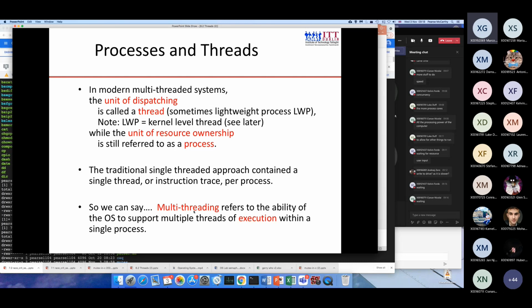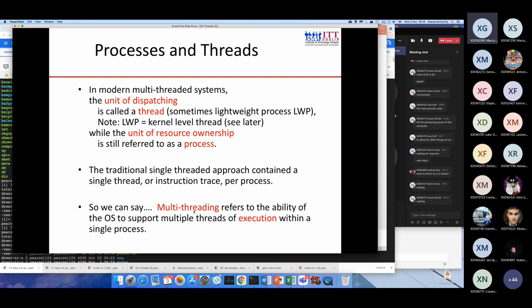In a modern system, a unit of dispatching is essentially called a thread. Another word for it is a lightweight process. Makes sense, right? It's like a skinny process. LWP is actually what's called a kernel level thread. We'll talk later about exactly what a kernel level thread is. So that's a unit of dispatching: essentially a thread, a lightweight process. A unit of resource ownership is still a process, and there's going to be a reason for that. I'll tell you in advance what it is, to make it easier for you.